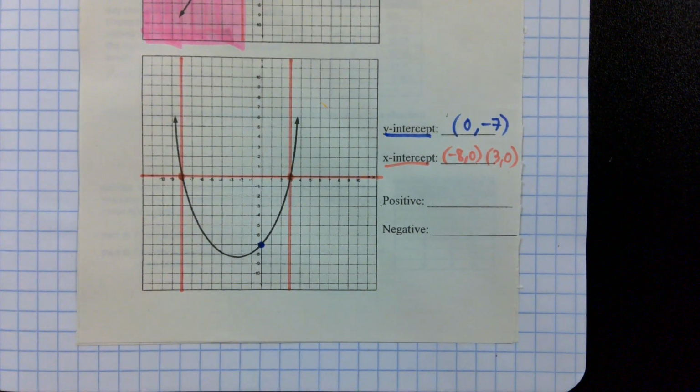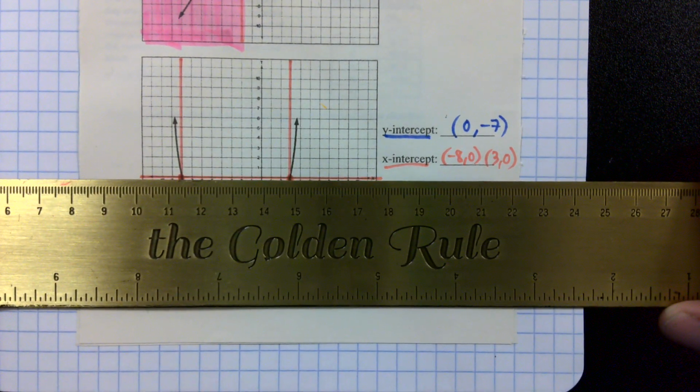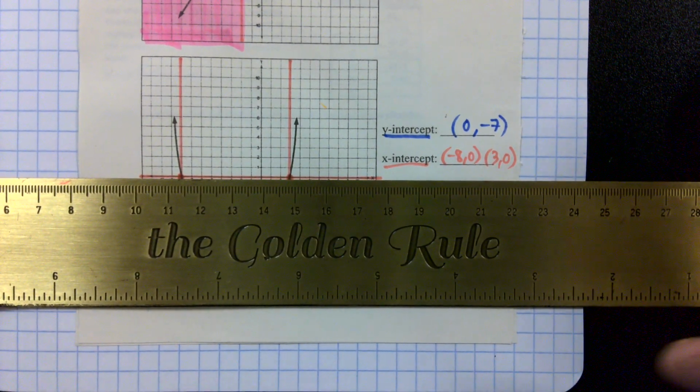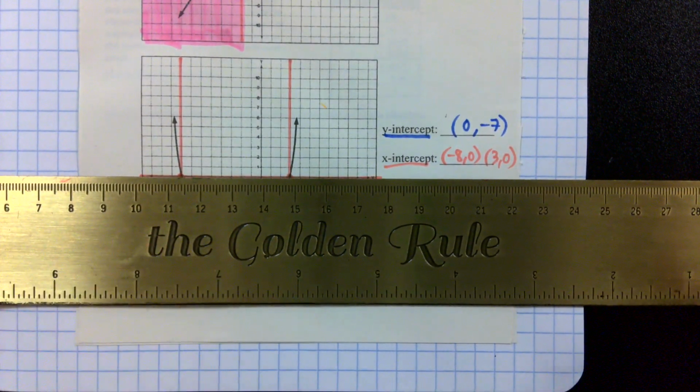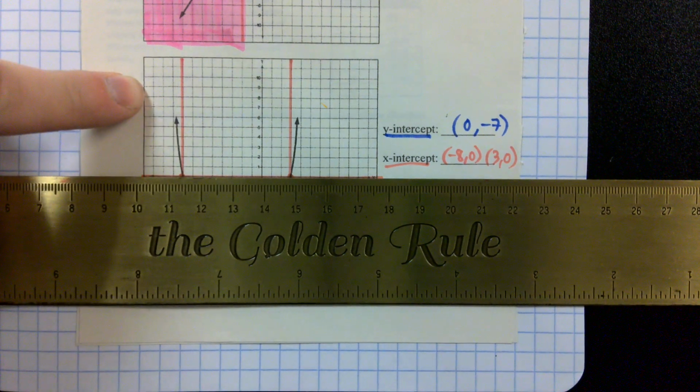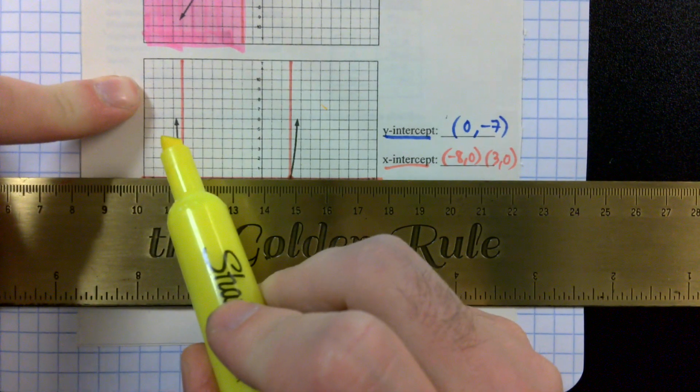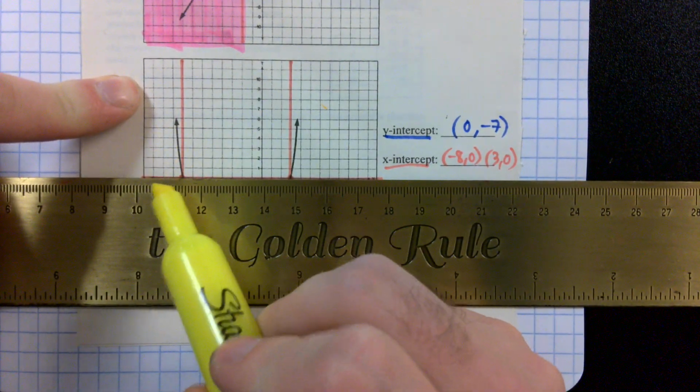Now I'm going to get to my highlighting. I'm only going to focus on the positive x values, or technically the positive y values, the positive portion of my graph. Where do we see the function on the top section of my graph? Do I see it in the top left? Yes, there's a little portion of my parabola.